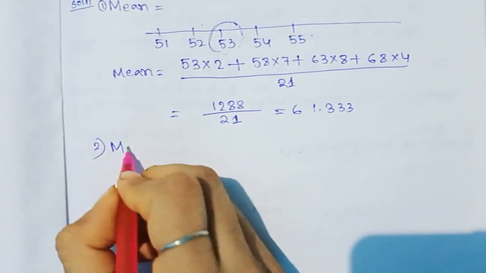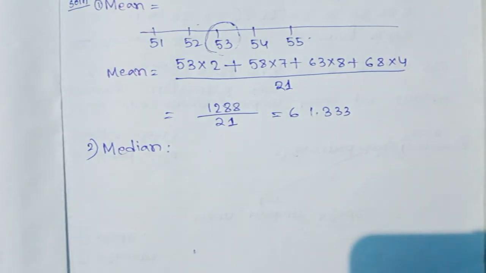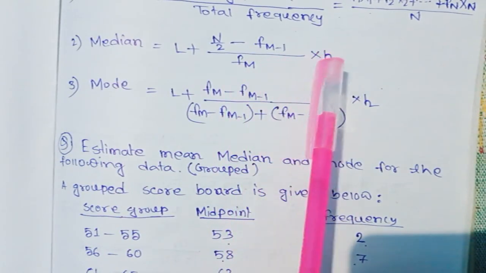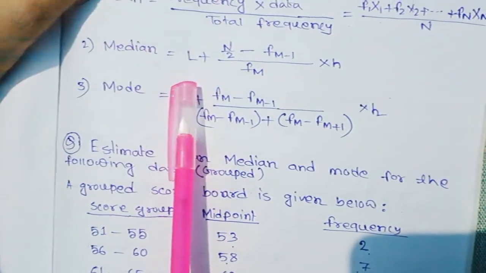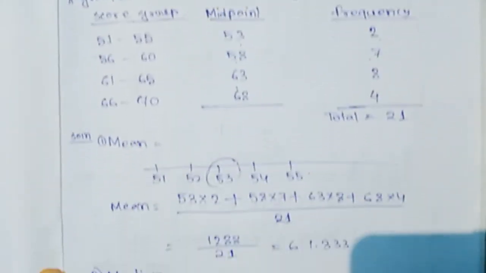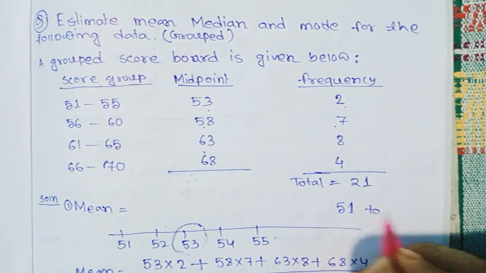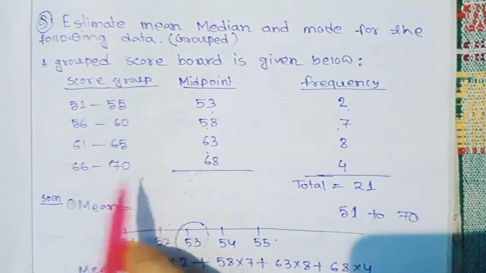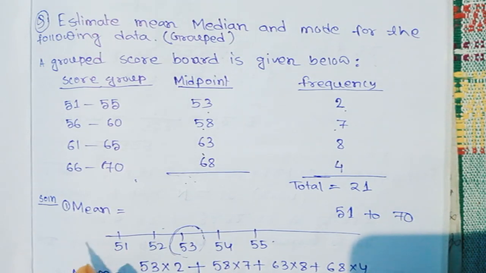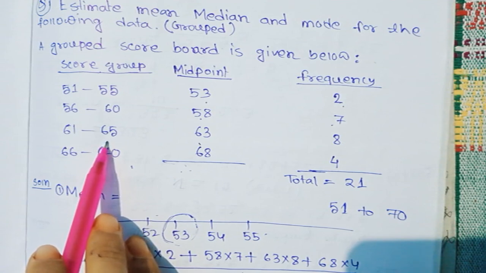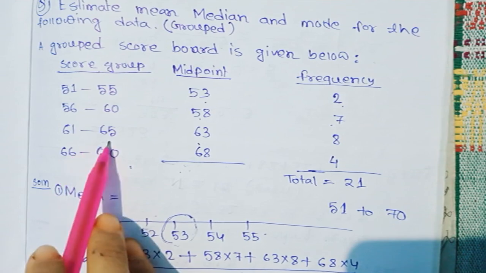Next, median. Let's have a look at the formula. The median formula was L plus n by 2 minus f of m minus 1, divided by fm, into h. This formula I have to apply. Now what is L? First of all, what is this term median? Median means the middle value. If you draw a number line, you will get that the median value from 51 to 70 will be within the group 61 to 65, and the median value will lie on 61 to 65.